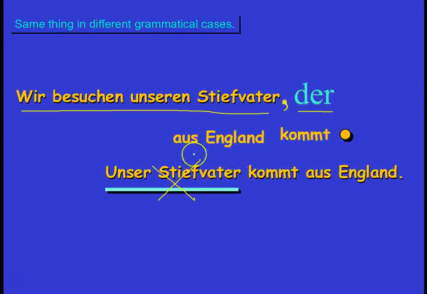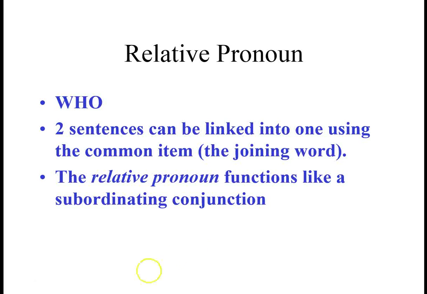And then notice that much like a subordinating conjunction, we have to put the conjugated verb at the end of the sentence. So what we have here was sort of that wonky word order. So we visit our stepfather who from England comes, or in English, we visit our stepfather who comes from England. So it's the who, if you will. It could also be that. So who if it's a person, that if it's an object.